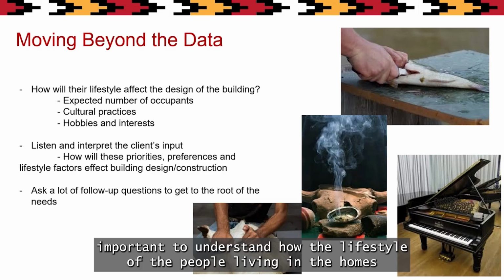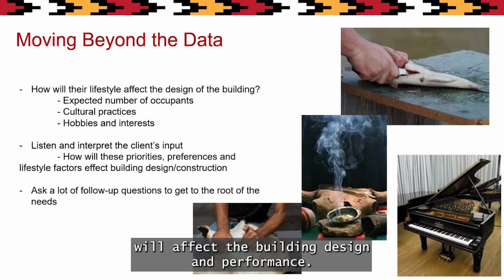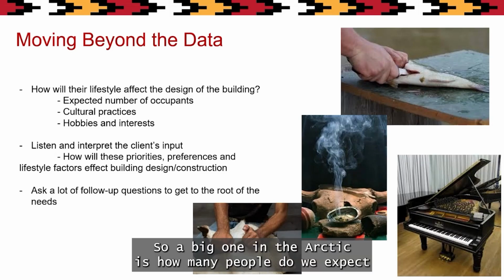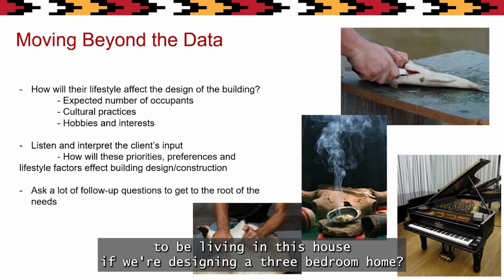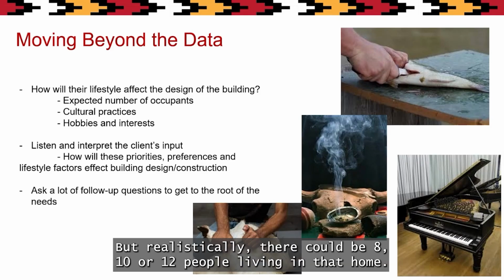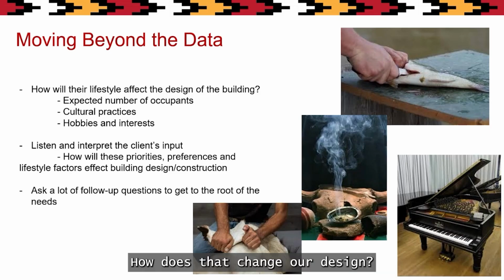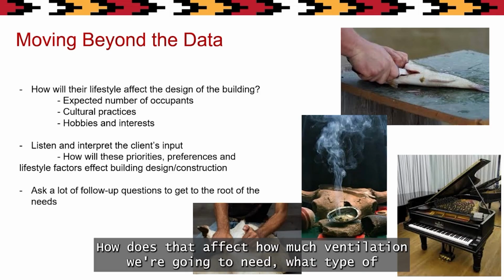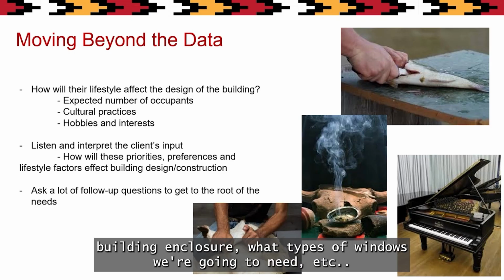It's also important to understand how the lifestyle of the people living in the homes will affect the building design and performance. So a big one in the Arctic is, how many people do we expect to be living in this house? If we're designing a 3-bedroom home, but realistically there could be 8, 10, or 12 people living in that home, how does that change our design? How does that affect how much ventilation we're going to need, what type of building enclosure, what types of windows we're going to need, etc.